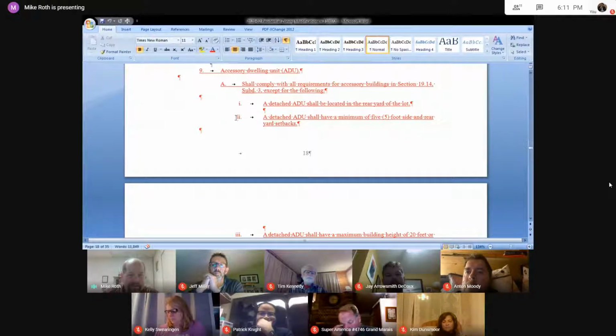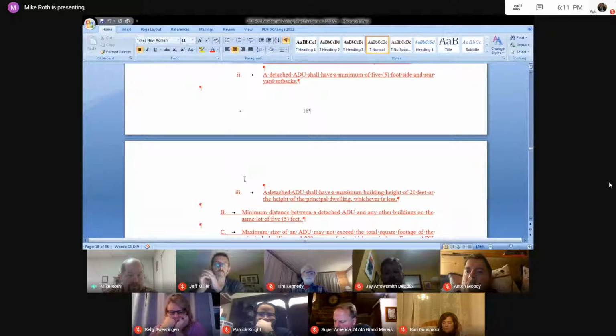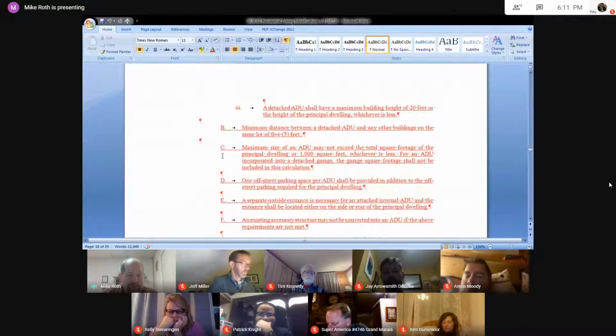A detached ADU shall have a minimum of 5-foot side and rear yard setbacks. When we refer to this section 19.14 subdivision 3, it allows accessory units that are not ADUs to be as close as 2.5 feet to the rear and side yard setbacks if they're under 12 feet in height. And a detached ADU shall have a maximum building height of 20 feet or the height of the principal dwelling, whichever is less. Next, the minimum distance between a detached ADU and any other building on the same lot is 5 feet. That's an existing requirement in our ordinance that buildings are at least 5 feet away from each other.